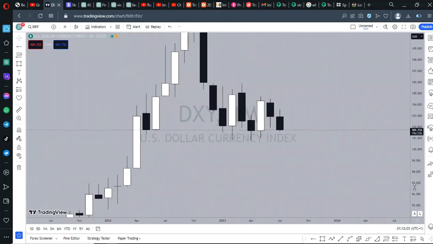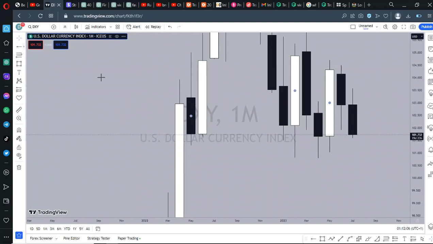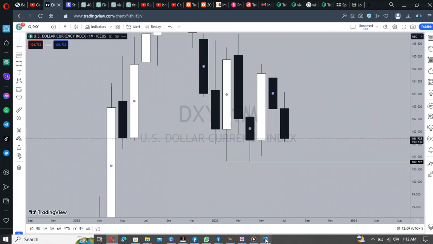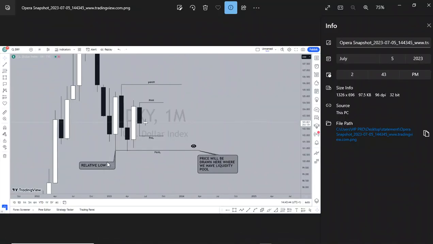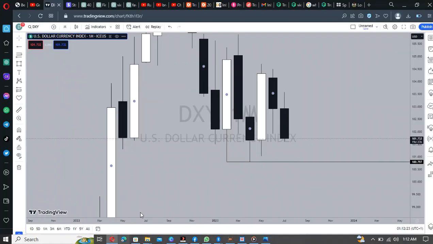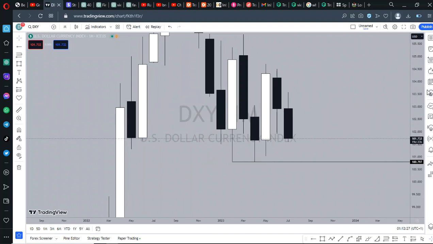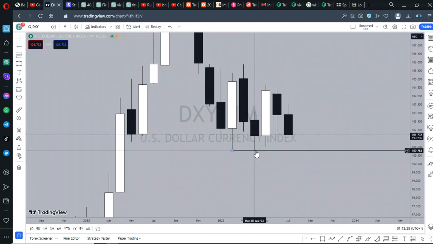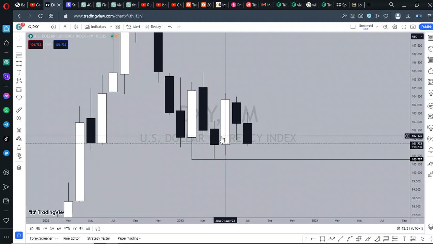On DXY, we have relative lows printed right here, and that's why I say the price will be drawn to it. Relative low, price should be drawn to that. Previous month low, previous month high, previous 6 months high, previous 6 months low, which have liquidity. So price will be drawn here where we have a liquidity pool. That was what I analyzed, and the reason I did that was that it drew liquidity here, where this candle opened, they go to take out previous month low.